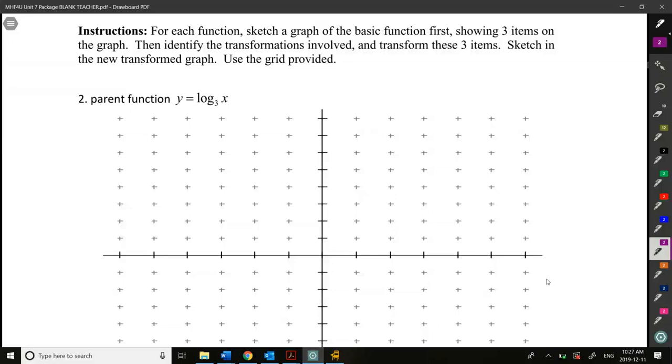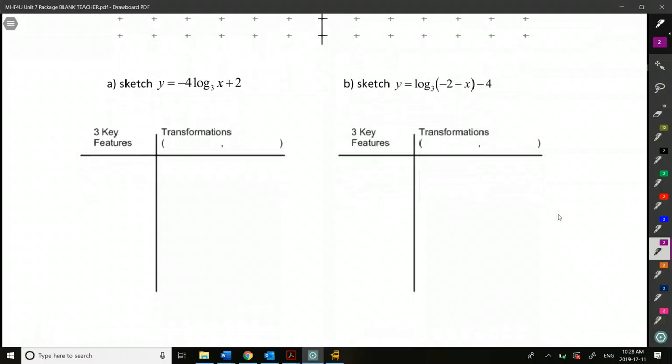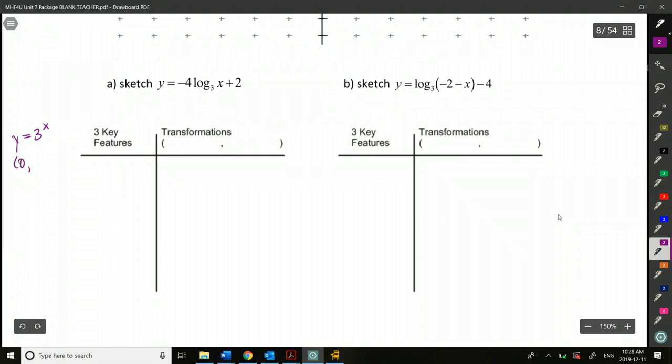Not really. These are inverse functions of one another, right? So a logarithm with the same base as its exponential counterpart, those two functions are inverses of one another, which means they are reflected over the line y equals x. Okay, so if I know the key points for y equals 3 to the x, we just talked about how those are 0, 1, 1, 3, and a horizontal asymptote at y equals 0.